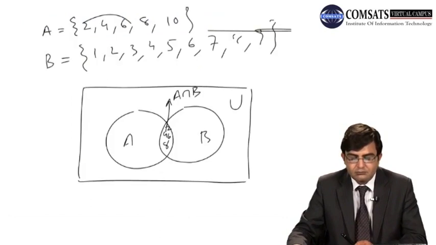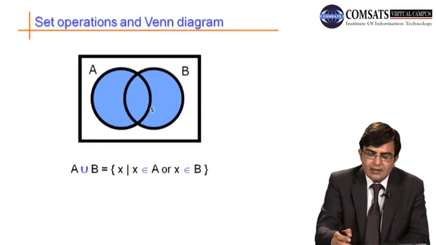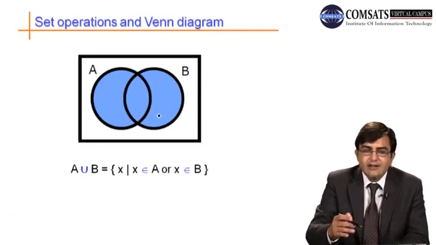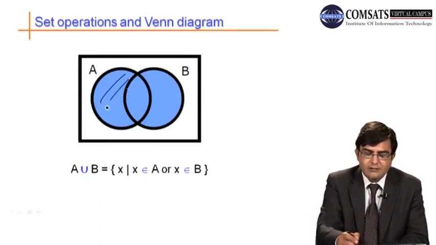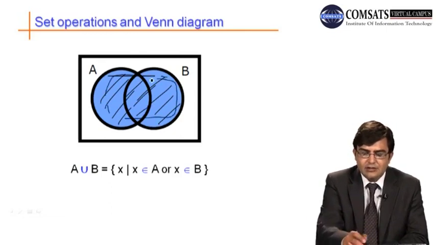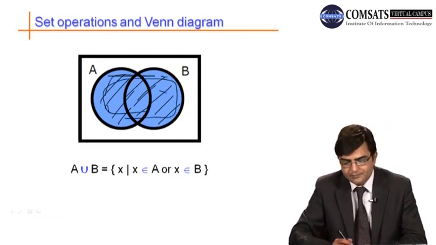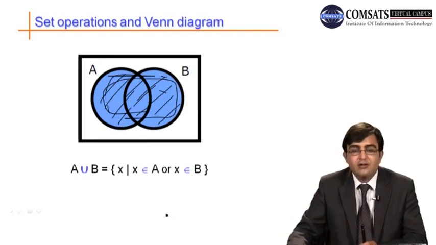Similarly, we can express the union. The Venn diagram which expresses the union contains all elements of A and all elements of B. So this is basically the union of two sets. We can express the union of two sets using a Venn diagram like this.